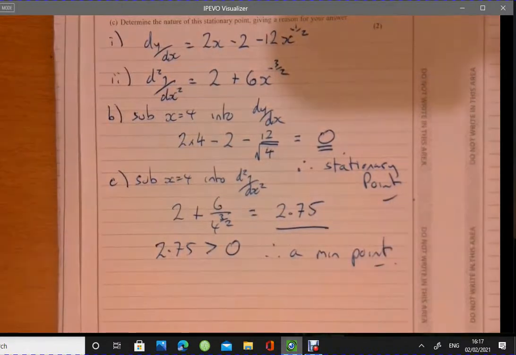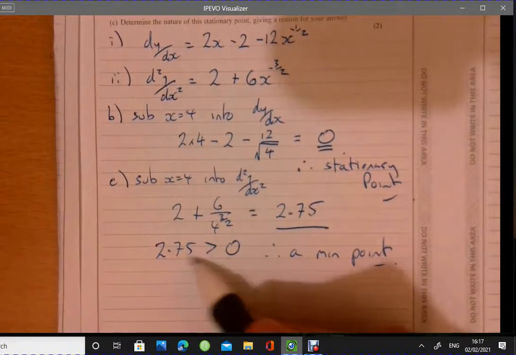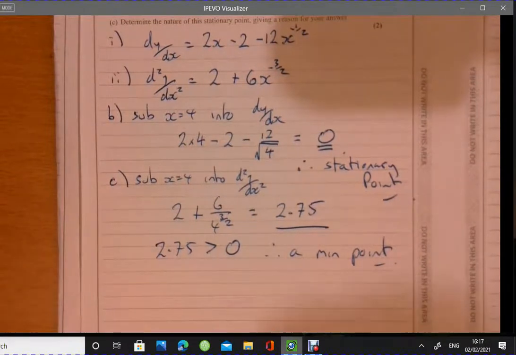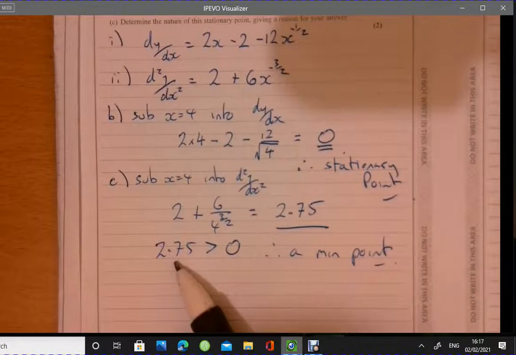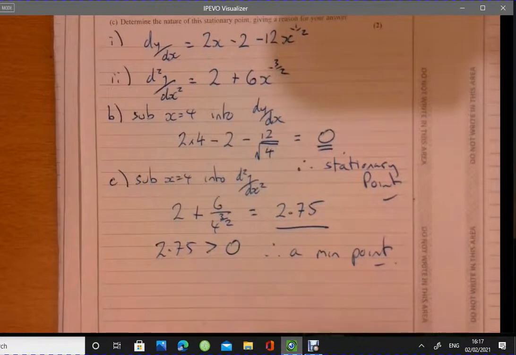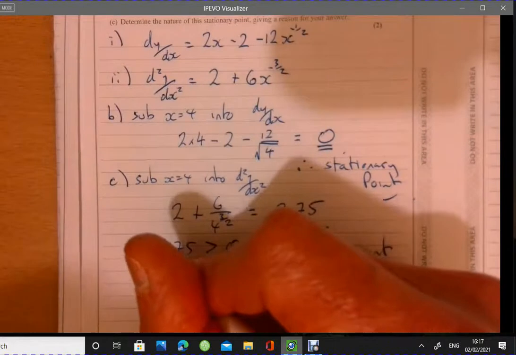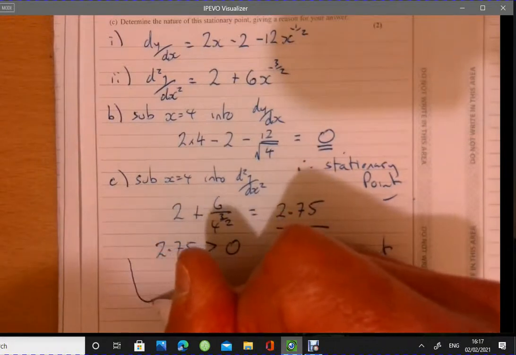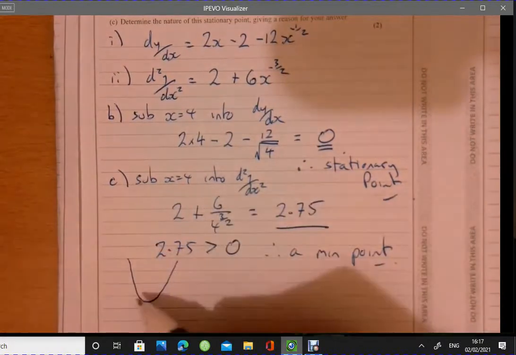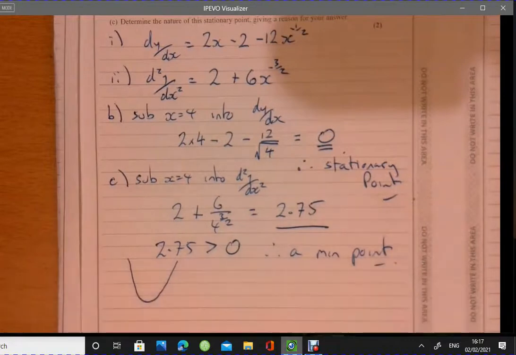So we can now write 2.75 is more than 0, therefore a minimum point. It's always the other way around to what you think it's going to be. And if you think about it, it means in this part of the curve, the gradient is changing positively. So in other words, it starts off very negative and it's getting more and more positive. So that's why we know it's like this. This is what we're looking at, right? This is a really key, important thing. Think about what you're actually trying to work out. There we go.